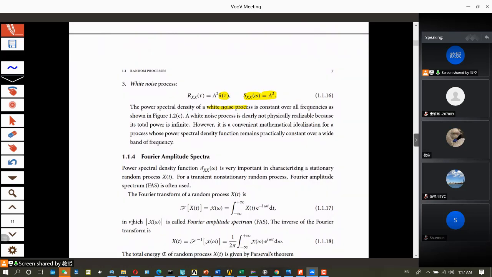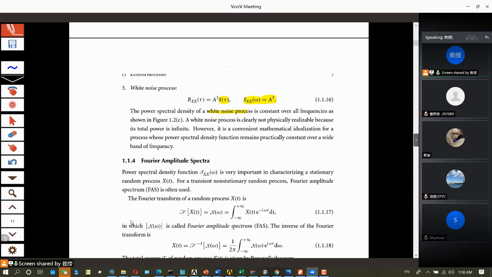The power spectral density of a white noise process is constant over all frequency. As shown in the diagram, a white noise process is clearly not physically realizable because its total power is infinity. However, it is a convenient mathematical idealization for a process whose power spectral density function remains practically constant over a wide band of frequency.